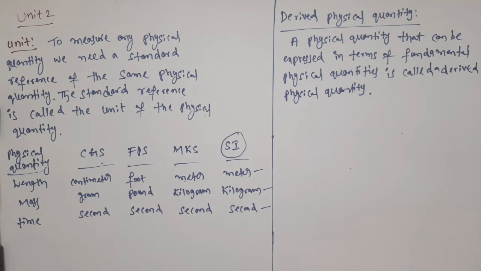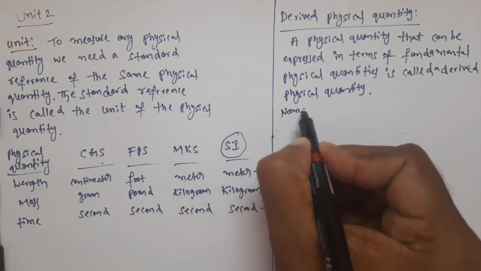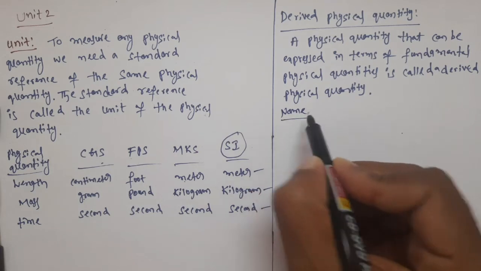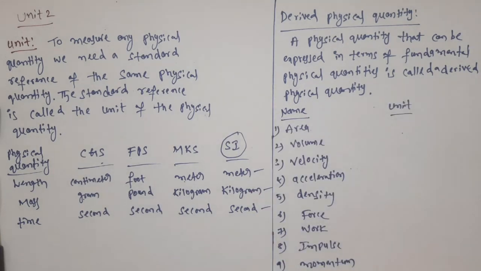Now let us see the other type of physical quantity, the derived physical quantity. A physical quantity that can be expressed in terms of fundamental physical quantities is called a derived physical quantity. Now let us see a few derived physical quantities. We have many of them.